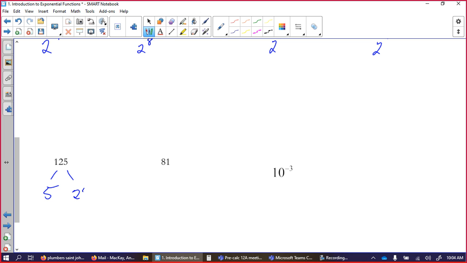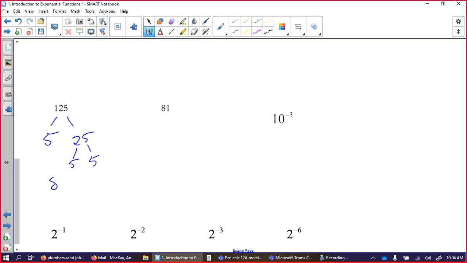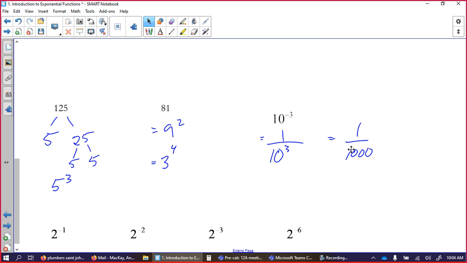125 is 5 times 25. This is 5 times 5. This is 5 cubed. This is 9 squared, or 3 to the 4th. 10 to the negative 3 is 1 over 10 cubed, which would be 1 over 1,000. This is the basis, and we're going to look at it in a second.